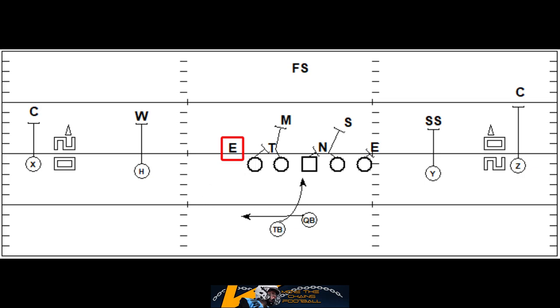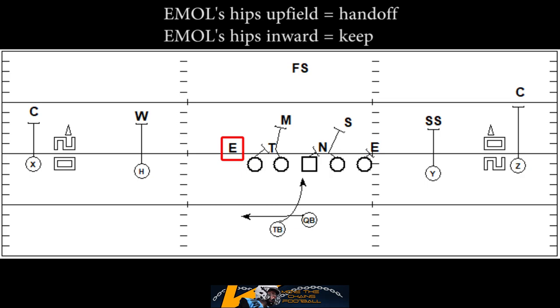That's why, when making this first level read, it's important to look at where the hips of the defender are facing. If the defender's hips are pointing upfield, then the quarterback will hand it off to the running back. If the defender's hips are pointing inwards towards the running back, then the quarterback will keep the football.